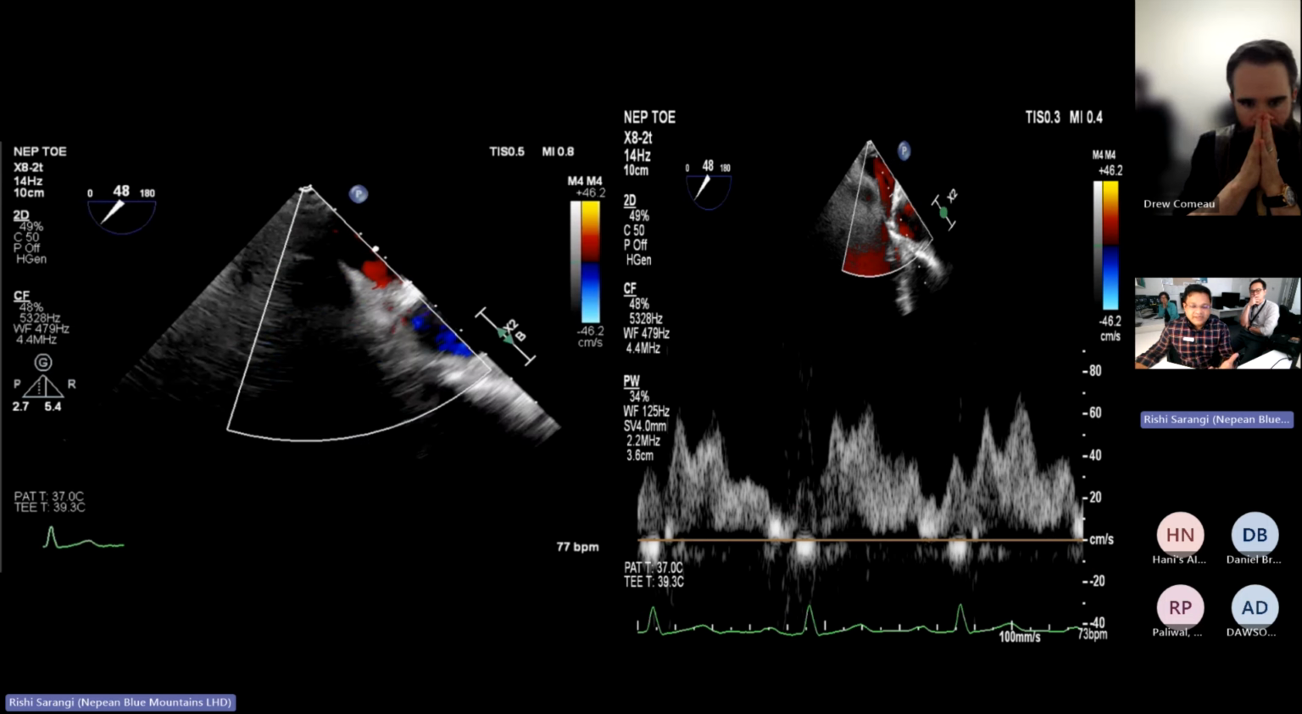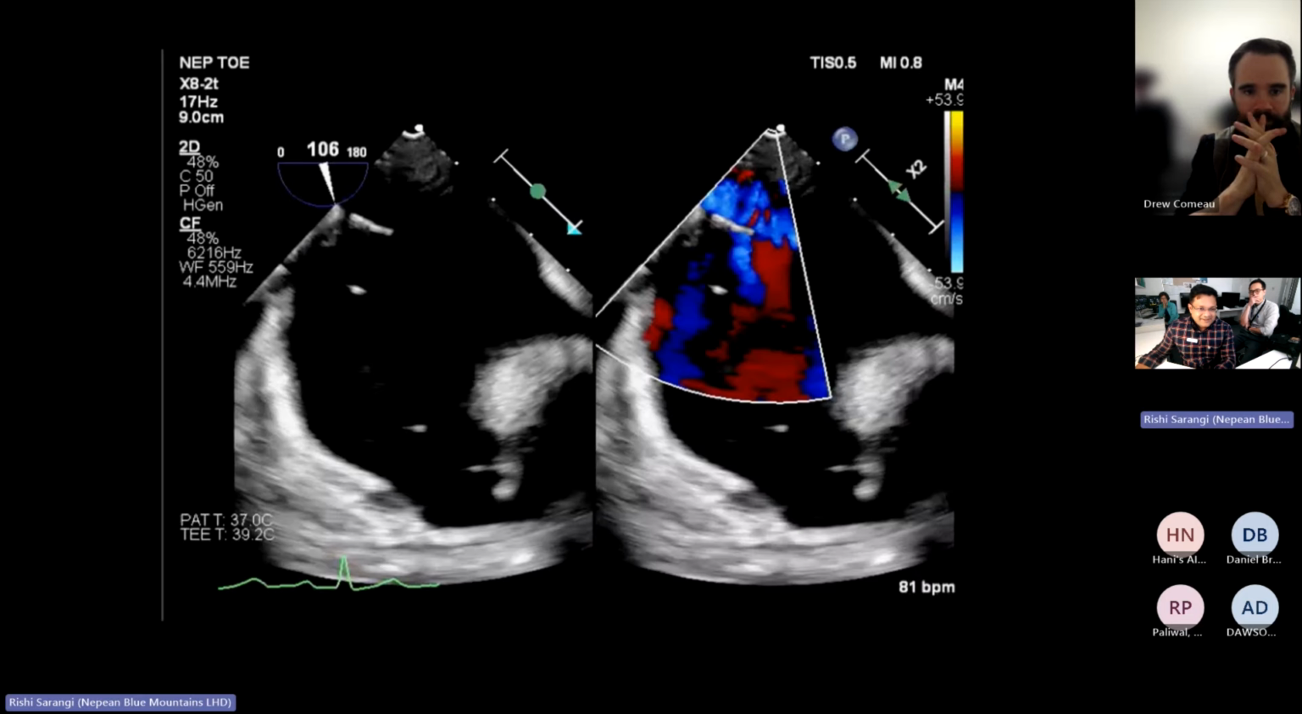As I said, they're better seen in TOE than in transthoracic. I've never seen S1, S2. Or maybe I didn't know when I saw them before. Eyes can't see what mind doesn't know, right?